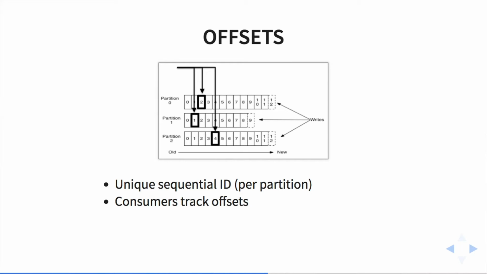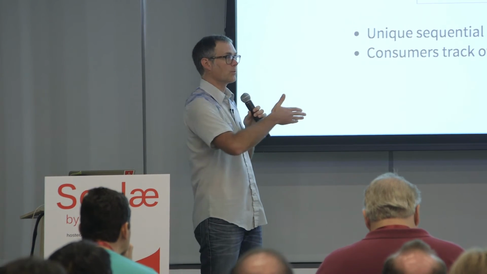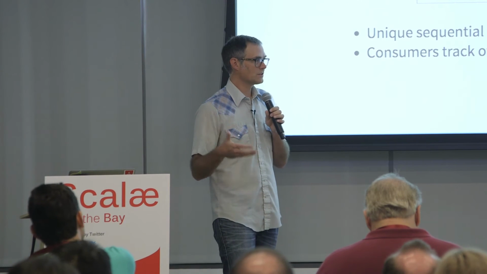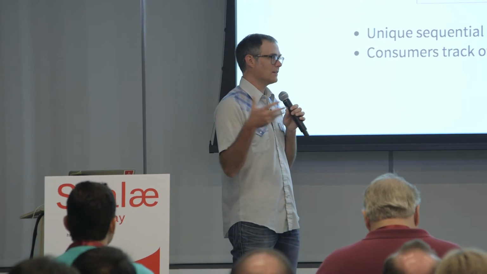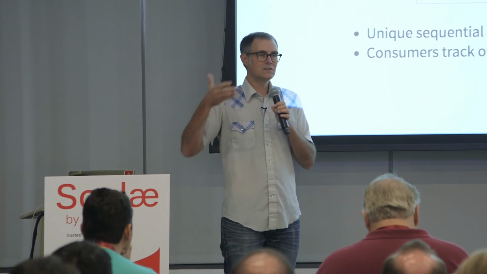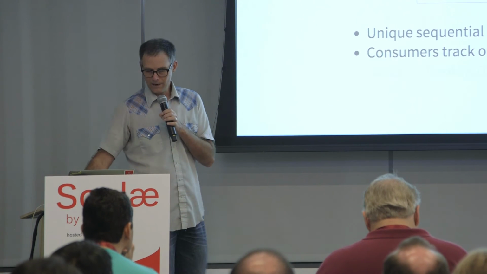So what this means is that your consumers have to actually keep track of their offsets. They have to keep track of where they are in reading through the data in a partition. So when your consumer subscribes to a topic, it can subscribe to a partition within a topic and say, all right, I'm going to start reading at this particular offset ID and then continue reading from there.